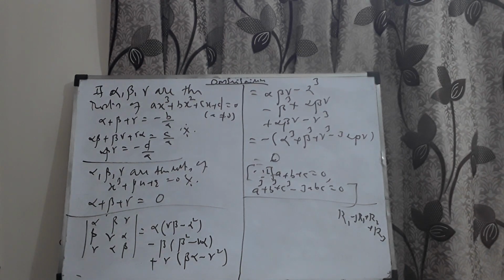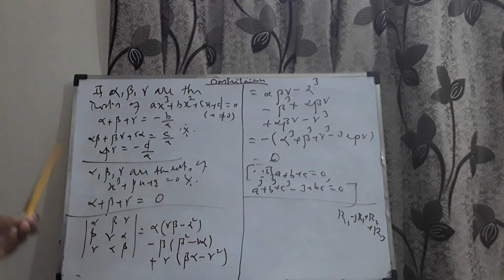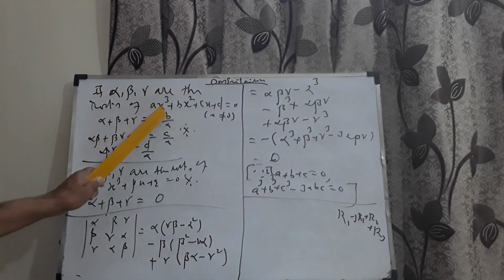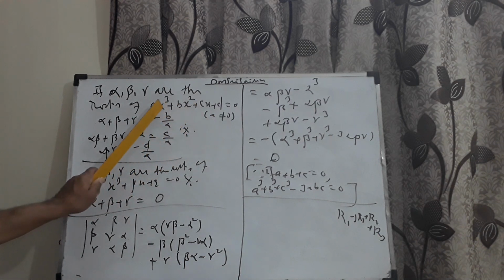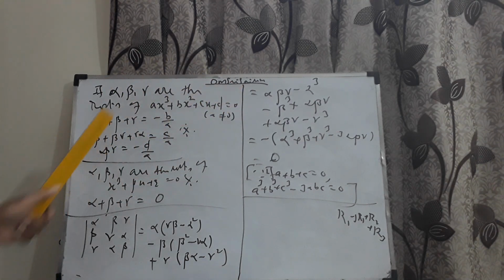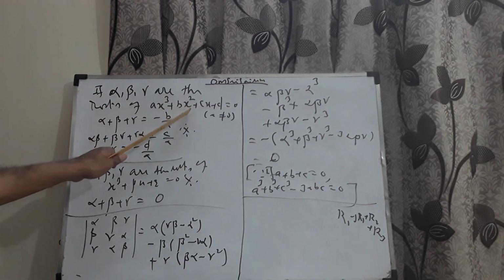Let me just explain once again. If alpha, beta, gamma are the roots of ax cube plus bx square plus cx plus d is equal to 0, if a not equal to 0, otherwise it will become a quadratic equation. A not equal to 0 is a must. Sum of the roots is equal to minus coefficient of x square by coefficient of x cube, minus b by a.